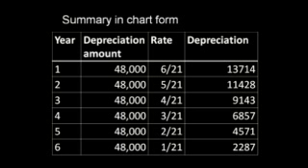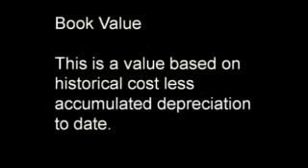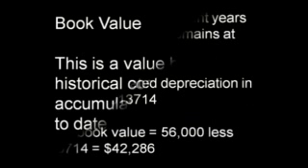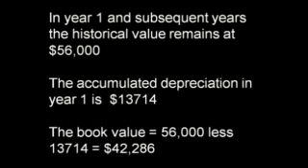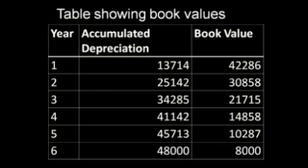Here you can see a chart of the depreciation for each year. Remember that in this method we are always using the original figure for the depreciable cost and dividing by 21. Remember that the book value was based on historical cost less accumulated depreciation. So, 56,000 less 13,714. Note, the historical cost figure is $56,000. We did not use the depreciable cost figure for this calculation. If you look at this table, you will see that the book value reduces each year until it reaches the salvage value in the final year.